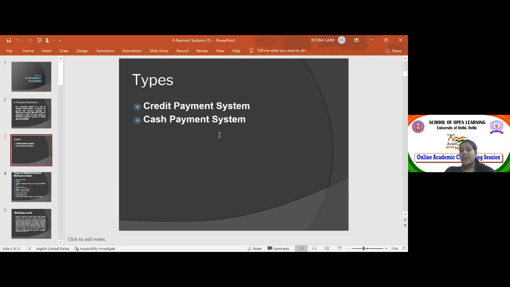The second system is a cash payment system, where the cash is deducted from your account at the moment of the transaction. जब आप transaction कर रहे हैं उसी time अगर आपके account में से money deduct हो रहा है, that would be known as the cash payment system. I hope these two payment systems are clear. In the first system, you don't need to pay right now, although you do the transaction, but the money would be deducted later on. In the cash payment system, the money would be deducted right now.